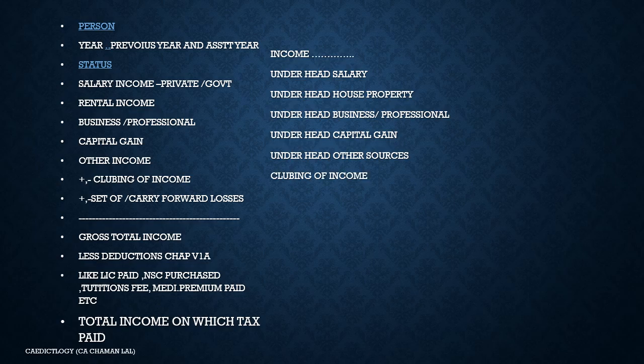Then the total of all the above income is called gross total income. The income tax law also gives some deductions under Chapter 6A. The most common deductions are life insurance premium, NSC purchase, tuition fees paid for the children, and medical insurance premium paid, which are allowed as deduction from gross total income. The balance is the total income on which tax is calculated.